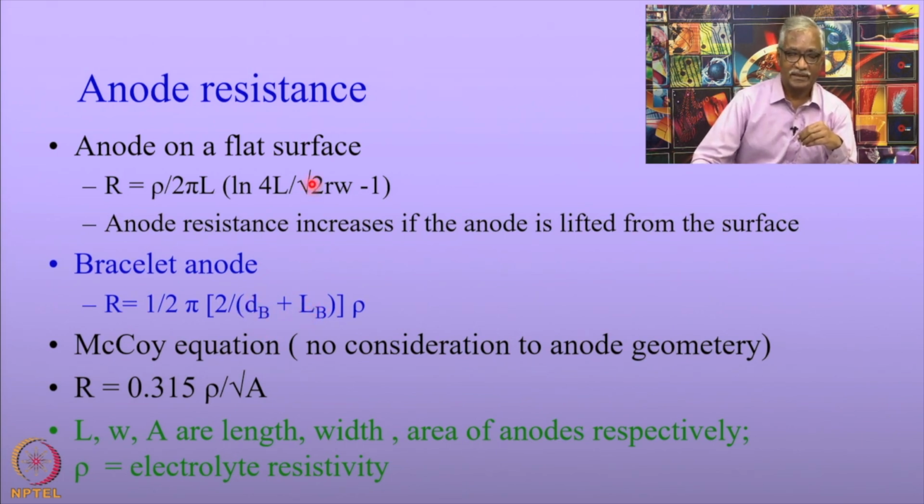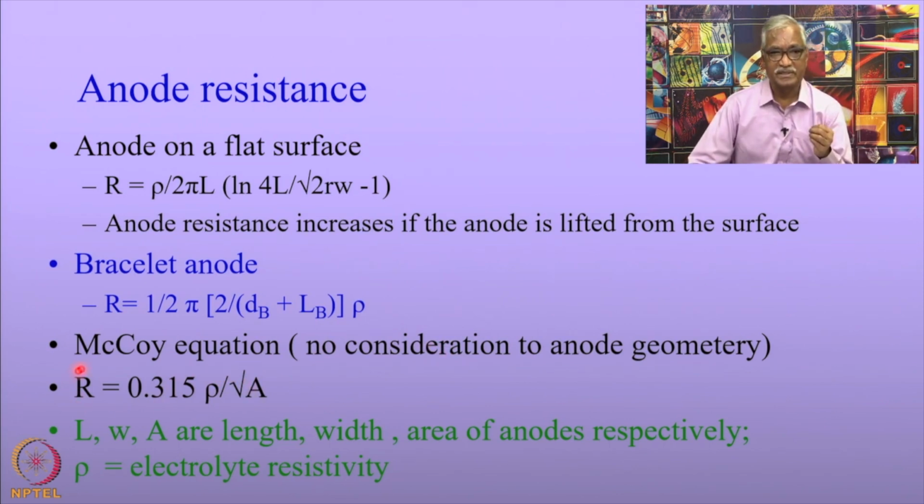You can see that the equation to calculate resistance of the anode is changing depending upon the nature of the surface, flat surface, and the curved surface with the bracelet anodes. Okay. And very simplified equations are many times used. This is called a McCoy equation. It does not take into consideration the anode geometry. So, it is a very simple equation used to calculate the resistance offered by a given anode. All you need is the resistivity of the electrolyte, in this case the seawater maybe, and the area of the anode to calculate the resistance offered by the anode.